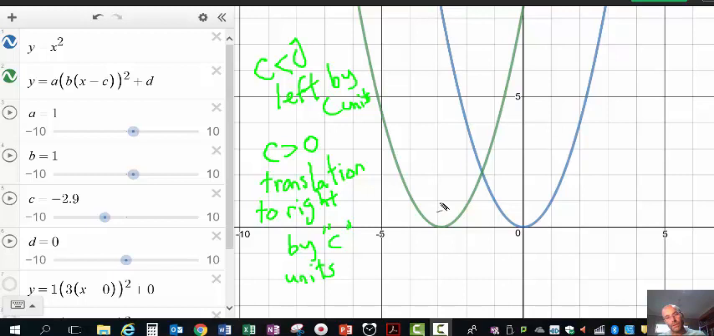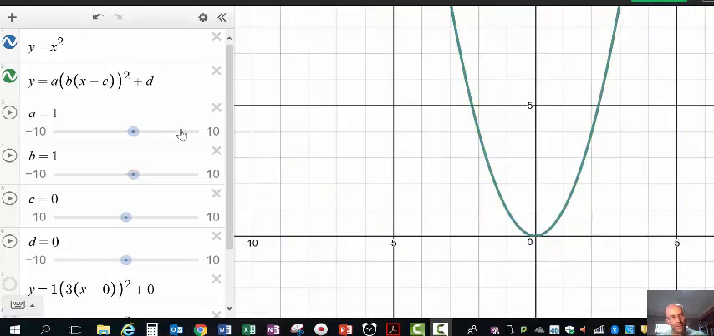Now that's why it links to the turning point formula, because the turning point is one of the points that moves, so that's why it links to the turning point form, x minus h. Alright, remember the x minus h inside and the y minus k. So the h is the same as the c, it's just an arbitrary letter.